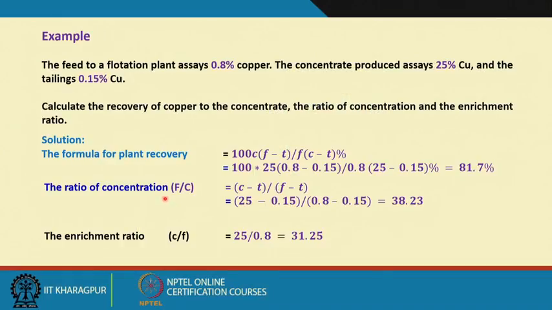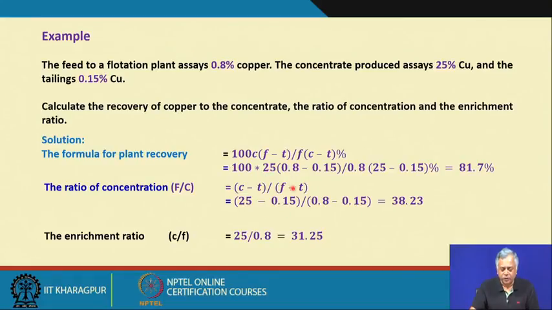Okay. The ratio of concentration is defined as capital F by C, which I can convert in terms of assay content as (c minus t) divided by (f minus t). Now, I can simply put in these values. If I remember the equations, or know how to derive them based on the assays, I get the ratio of concentration F by C as 38.23.